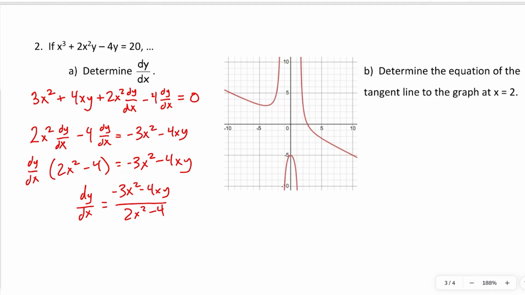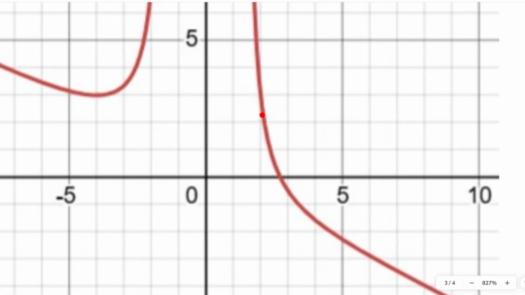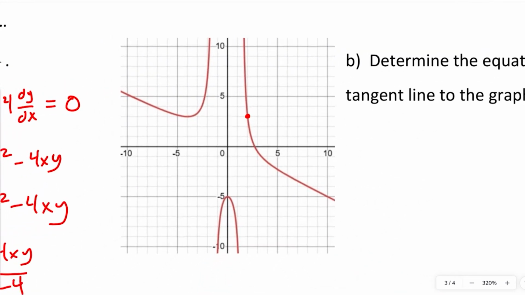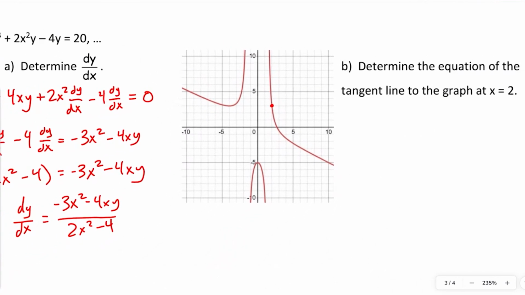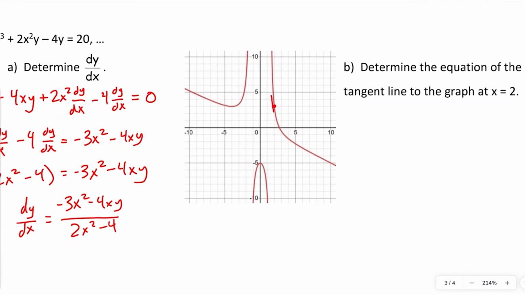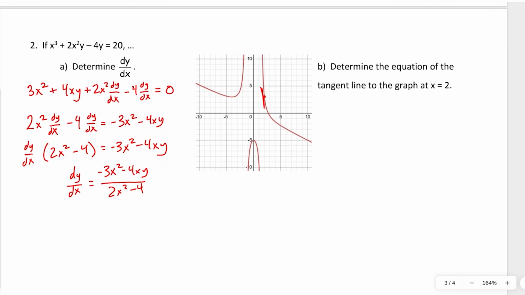All right, so when x is 2, y, it's kind of hard to tell. It's going to be somewhere around here. It looks like 3, maybe 4. I don't know. Let me zoom in here a little bit so we can see easier. x equals 2. I don't think it's super obvious, but I'm going to at least estimate that it's at 3, and then we'll see if the math agrees with us. So we want this almost vertical tangent line.